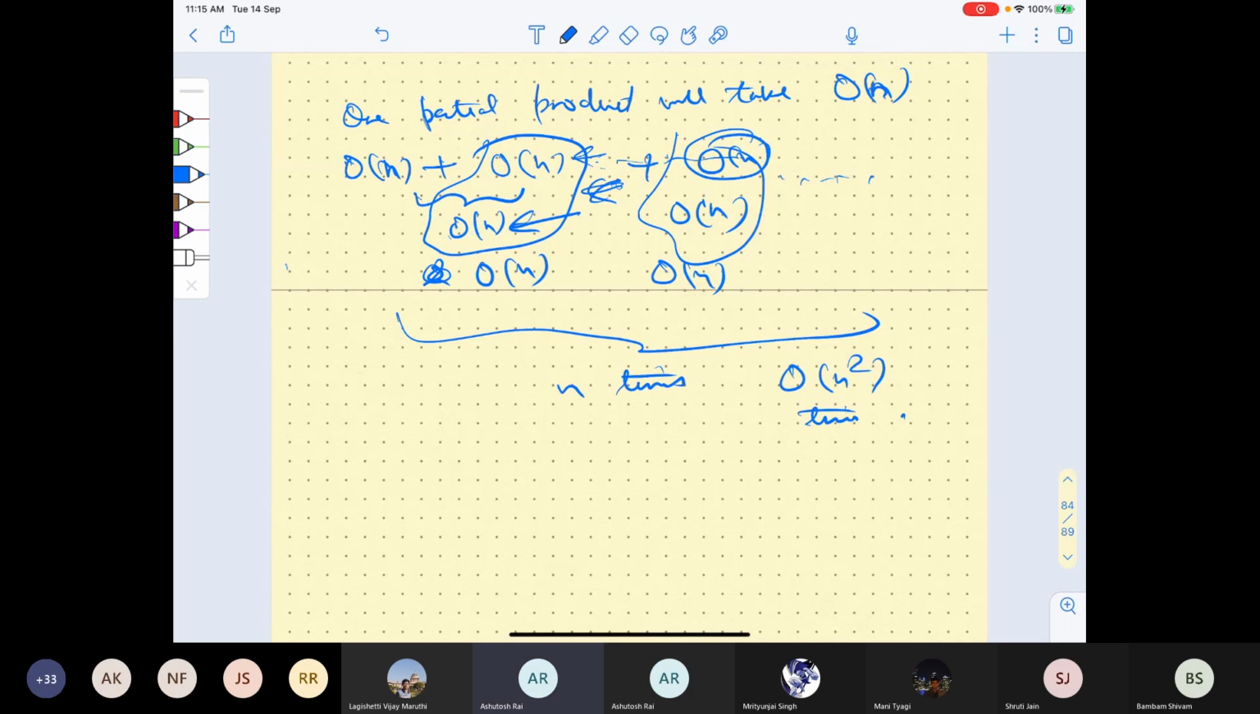Right? So is this clear? But this is an iterative algorithm. We have not really exploited divide and conquer. Is this clear why this takes order n square time, or if there is any confusion, please ask.